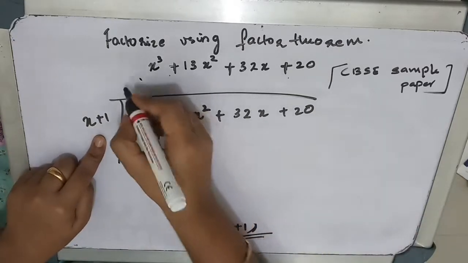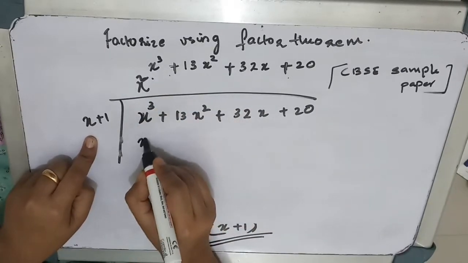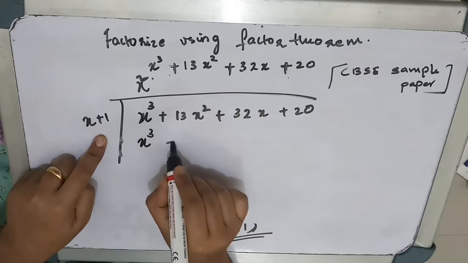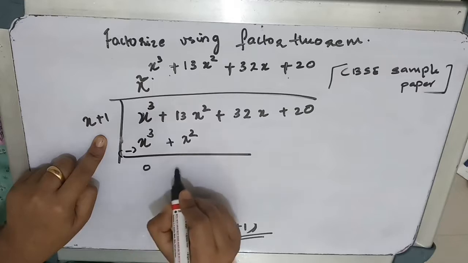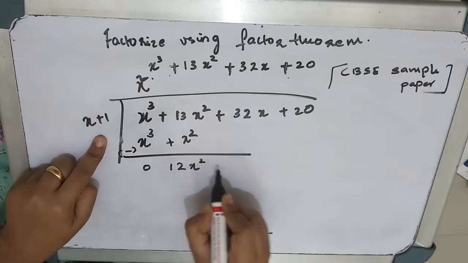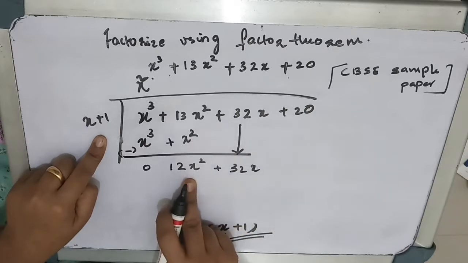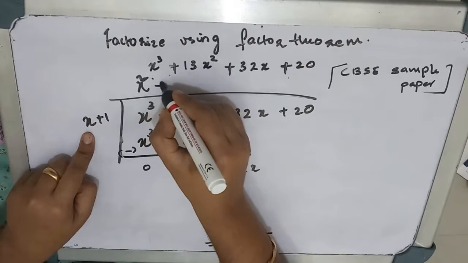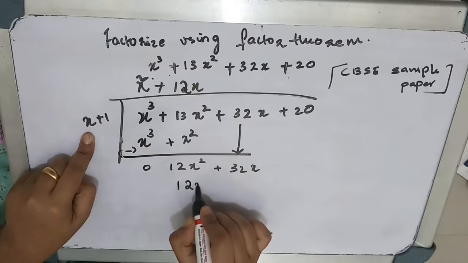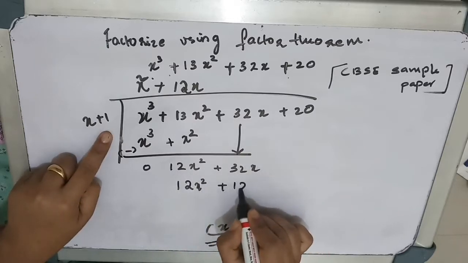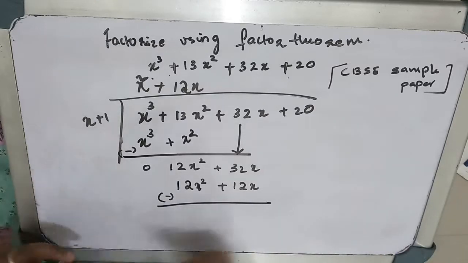So dividing by x plus 1, here it will be x square. X square into x will give you x cube. So the next term will be 1 into x square, that is x square. Subtracting, we will get 12x square. Taking this value here. Now in order to obtain 12x square, we have to multiply it with 12x. So you get 12x square plus 12x. Subtracting, what do we get?